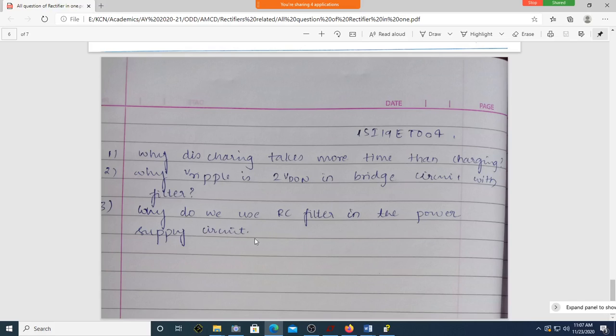Why is an RC filter used? I already answered this. With this we'll just close it.